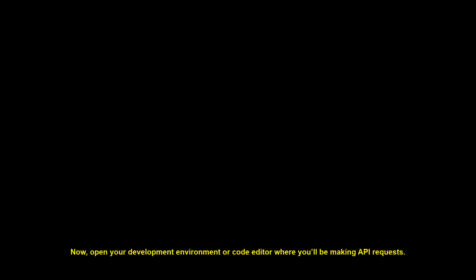Now, open your development environment or code editor where you'll be making API requests. In your code, add the necessary library to handle HTTP requests, such as Axios or Fetch. Set up the request headers, ensuring to include the authorization header. In the authorization header, format it as Bearer, your_token, using the token you copied earlier.